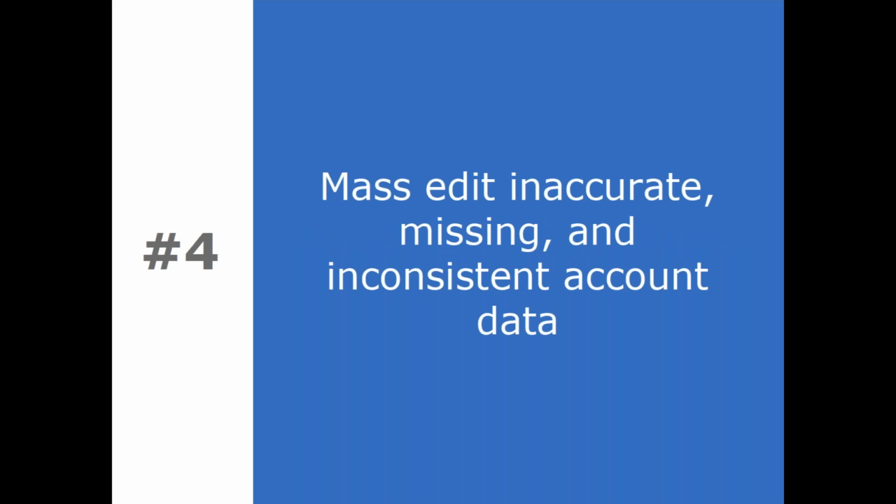Fourth, you're going to mass edit your accounts with missing or inaccurate data. To streamline this process, you're going to segment all data that needs updating into a query and export it to Excel. In Excel, you'll modify the data, and then you'll upload the spreadsheet with your changes back into eTapestry using the import tool and matching on account number.